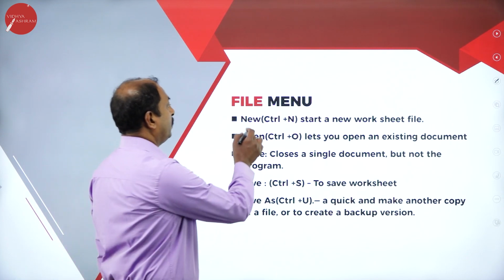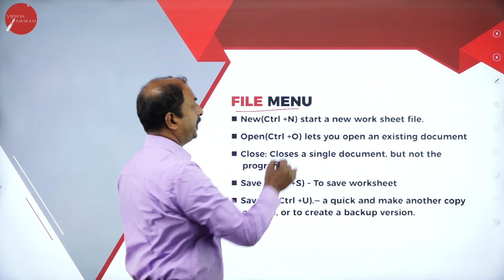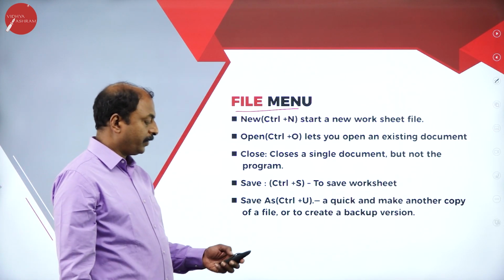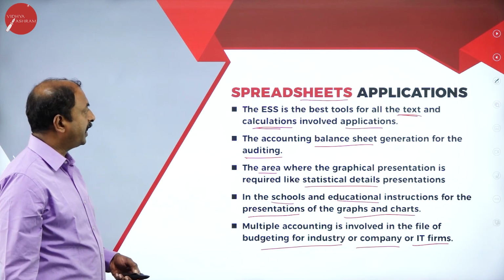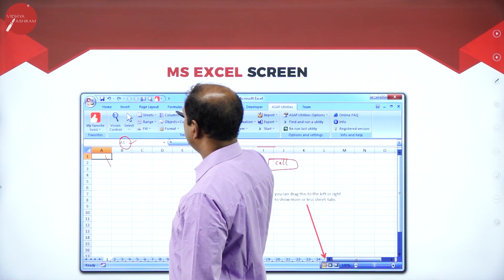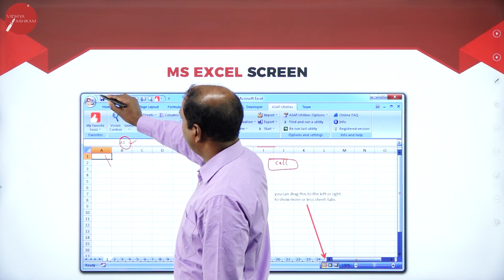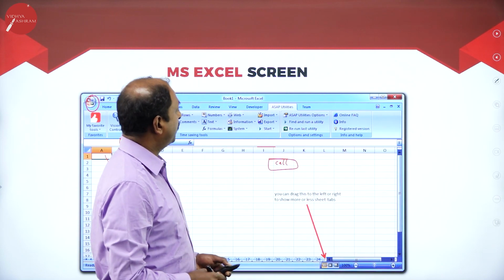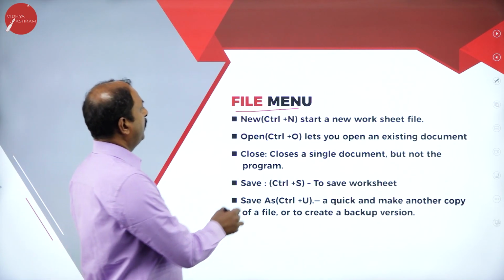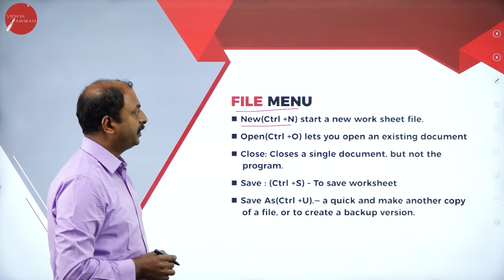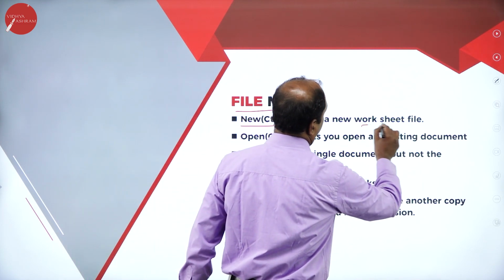Next, we'll look into the options available in the file menu in a spreadsheet. The file menu, as we have seen in the first slide, is at the beginning. Here in the file menu we have New. Control plus N is the shortcut key. This is to create a new worksheet file.